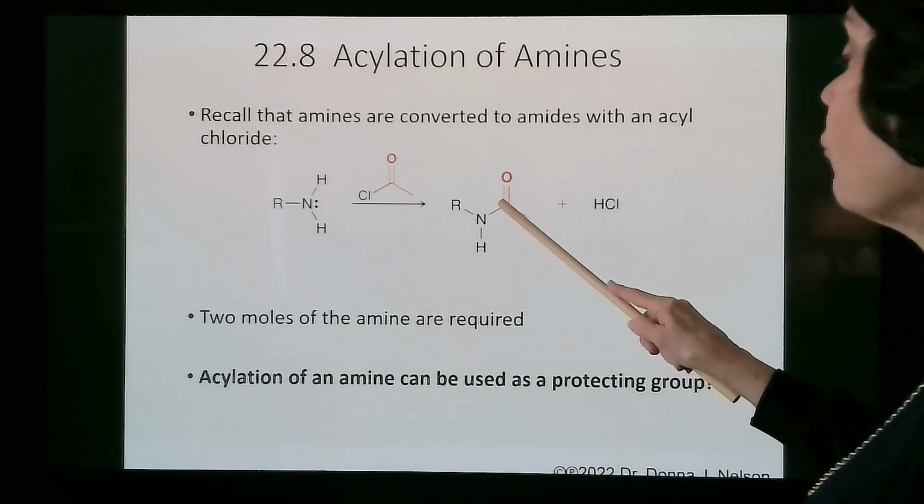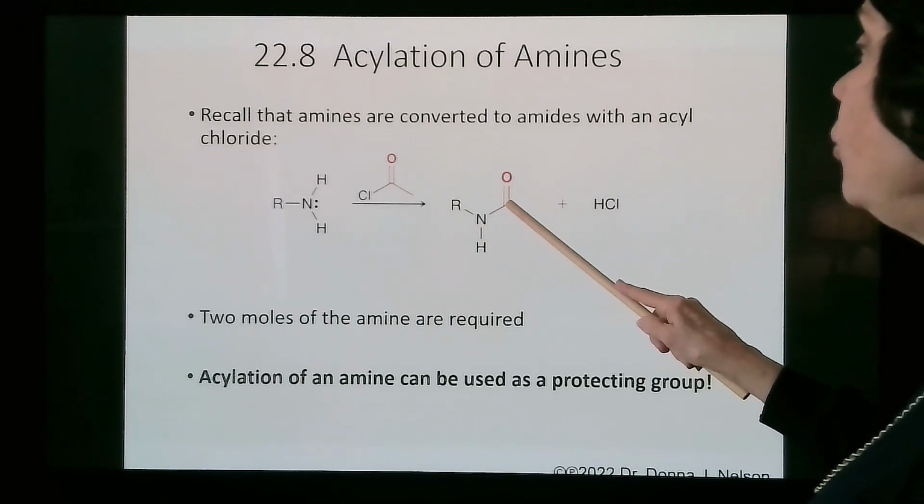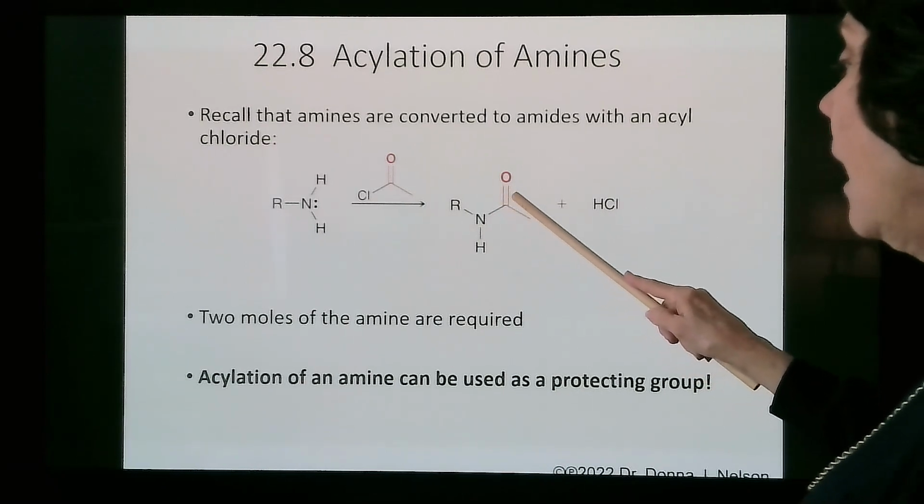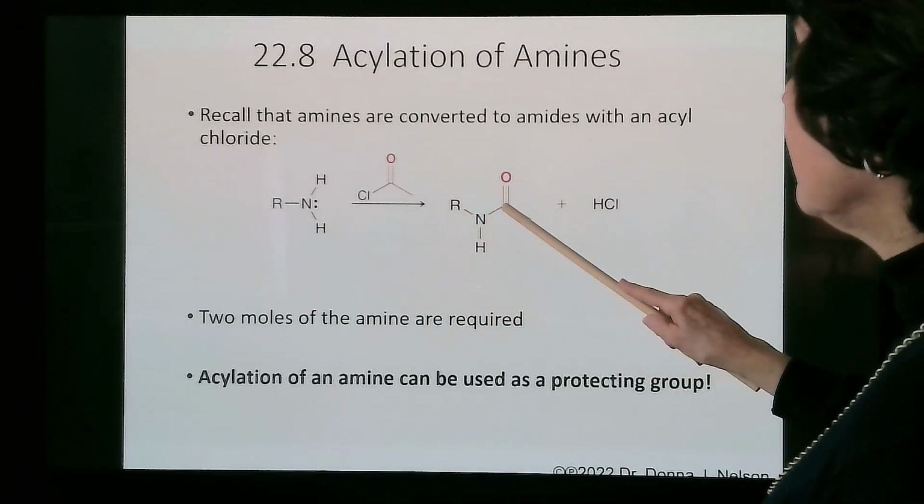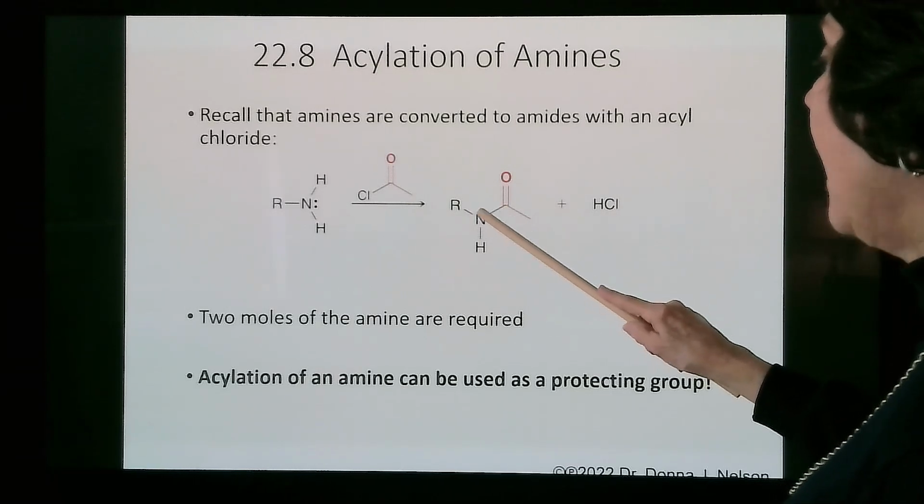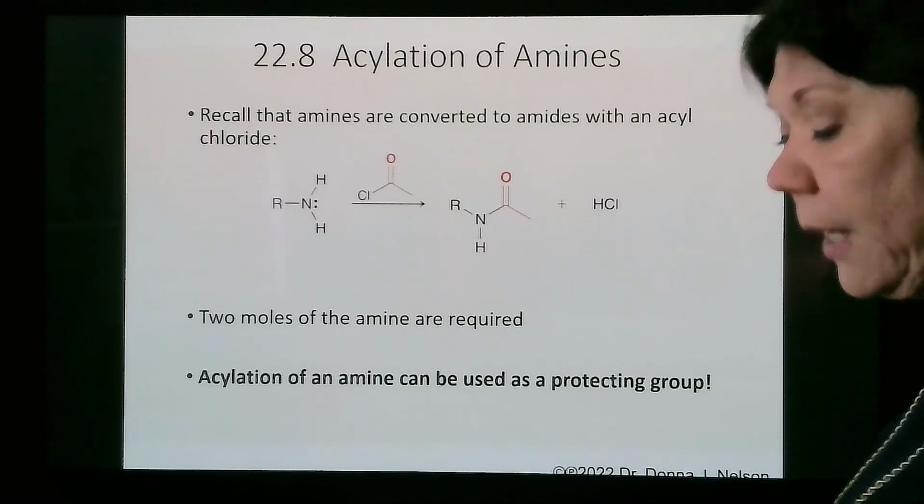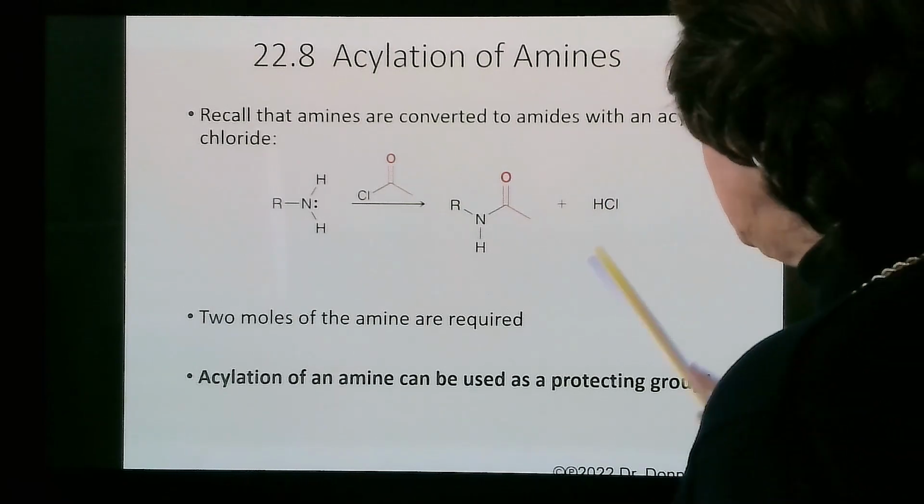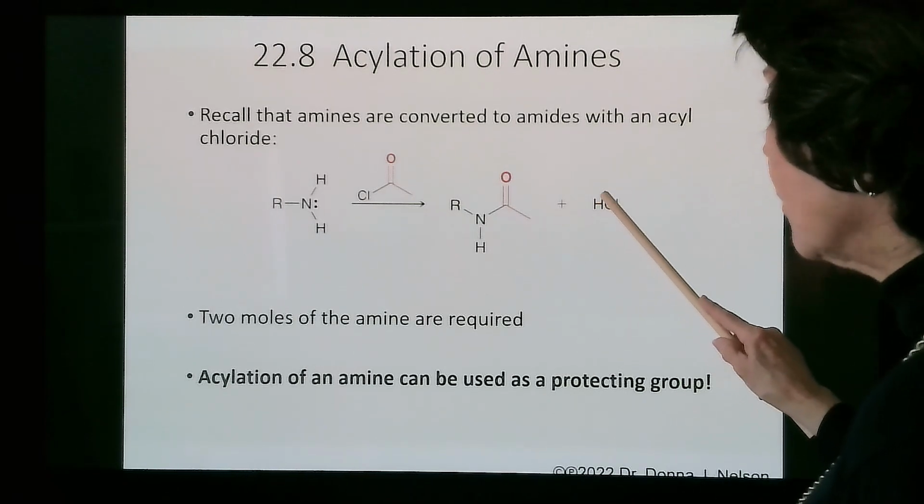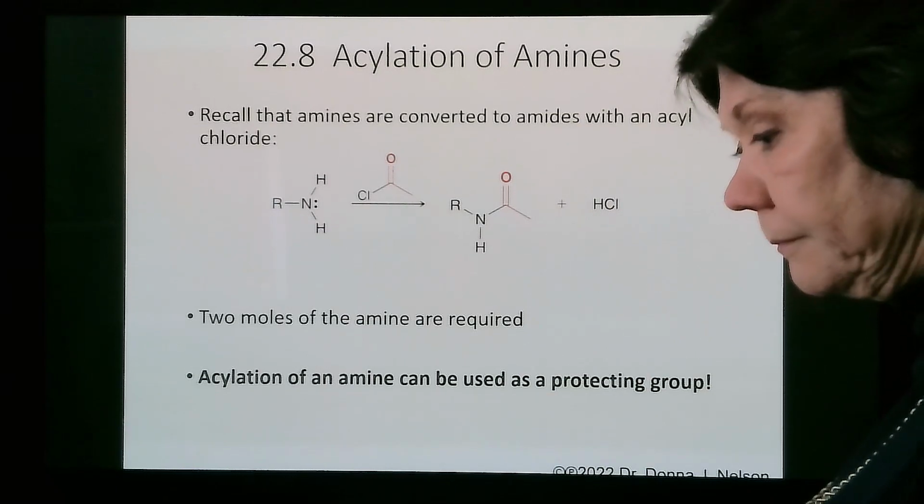The first one is required to generate the product, the amide, and the second one is required just to pick up the proton and keep this from reacting further with something else.